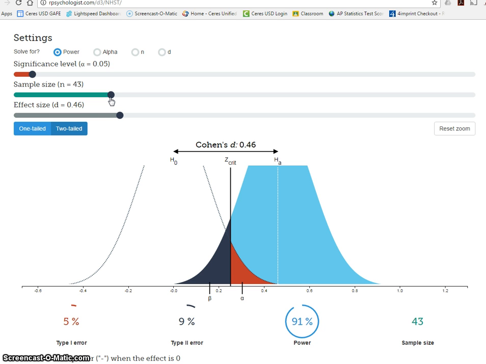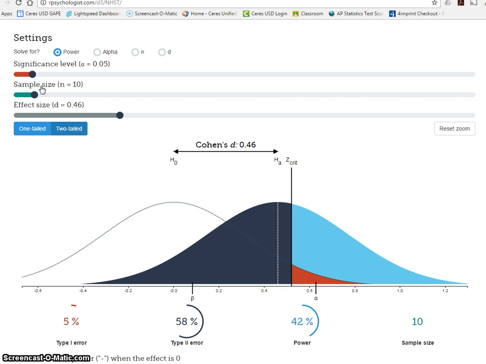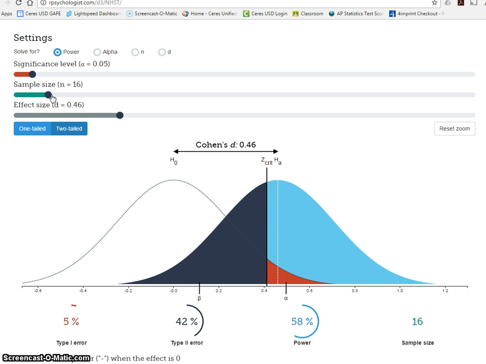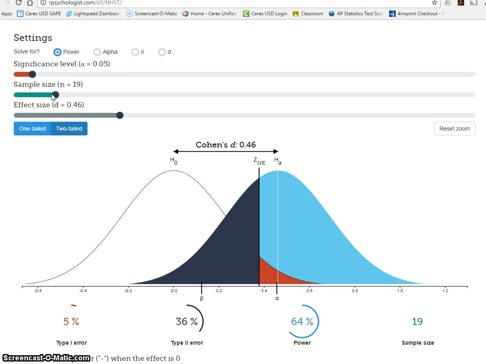And hopefully, this should make kind of sense. The more people we have in our sample, the more likely we're going to correctly reject a false null hypothesis. A smaller sample has much more variability in it, and we have less power in our test. Notice that as power goes up, the probability of our type 2 error goes down. That should make sense because one is the opposite of the other, right? They're inverses.